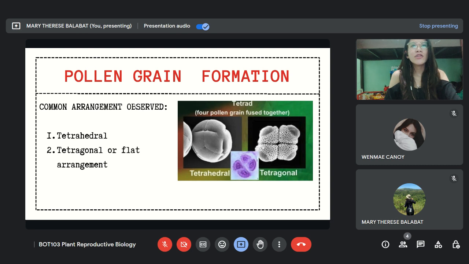We learn from the study of this that the pollen grains may be associated with each other in all possible arrangements of 4 cells in contact, but there are these arrangements that are most commonly observed.